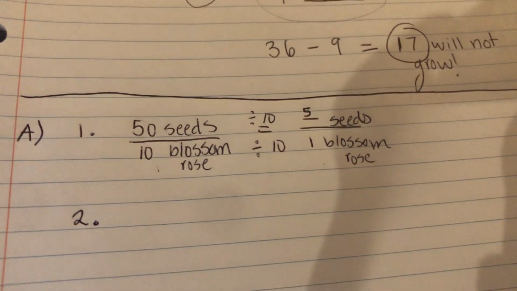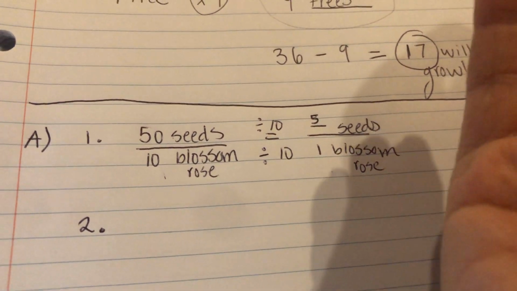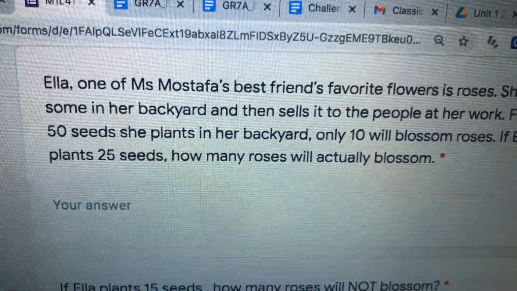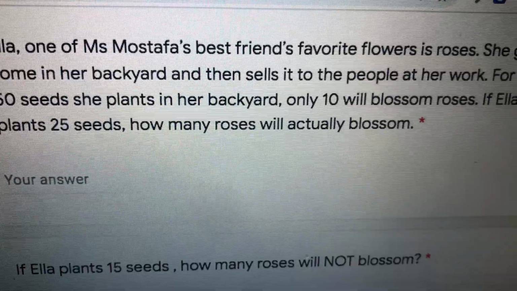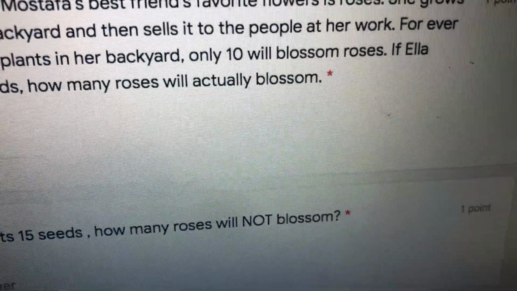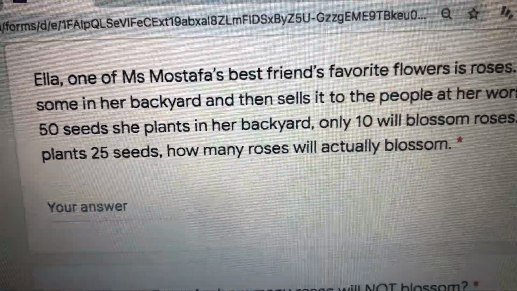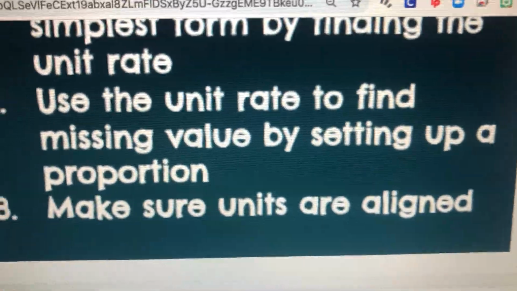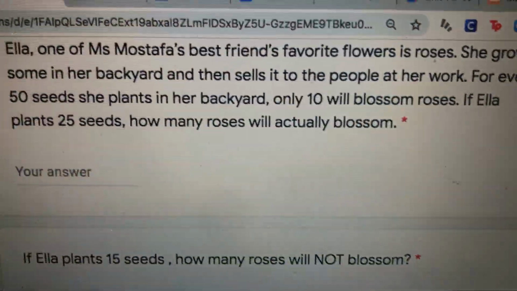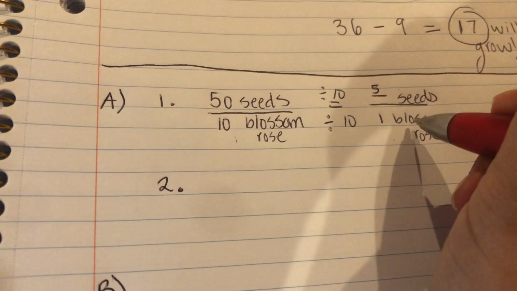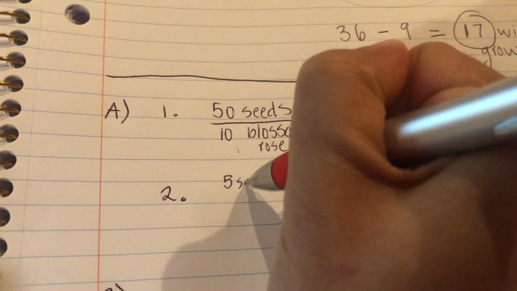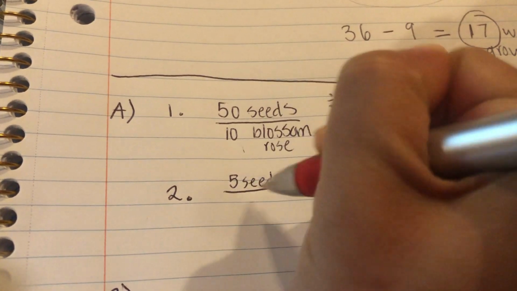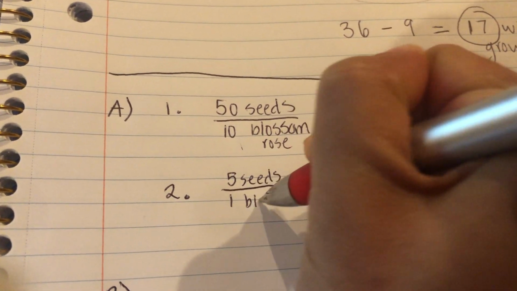But we're not done, right? Because the question's not asking me how much for per 1. The question is asking, if Ella plants 25 seeds, how many roses will actually blossom? So now what we have to do is, in step 2 of my CFS, we're going to use the unit rate to find the missing value. So that's what I'm going to do. My unit rate is 5 seeds to 1 rose or blossom rose.